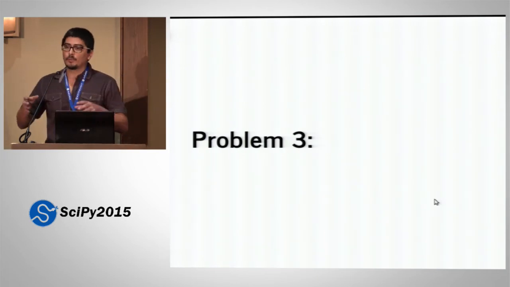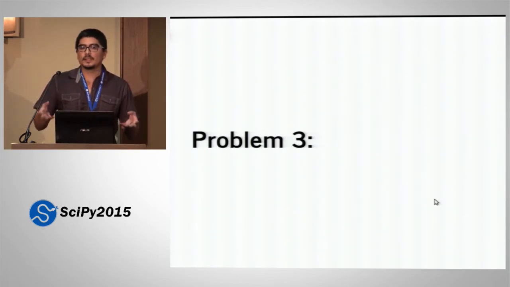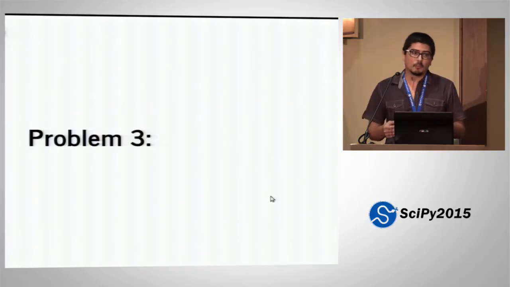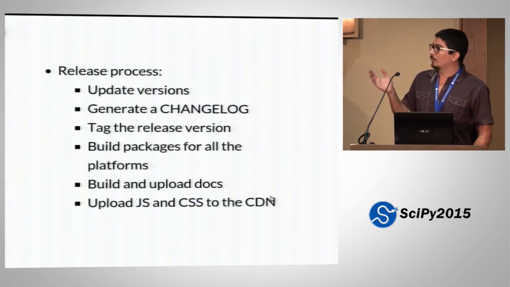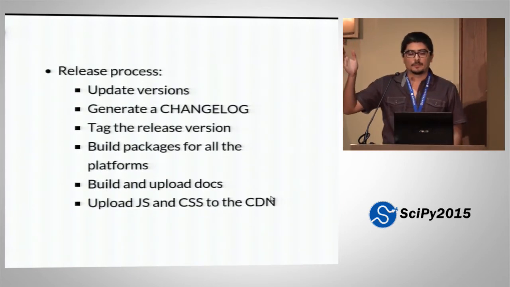So at this point, we have machinery in place to create dev builds automatically, all in the Travis CI platform, and give that to our users when we want. The third problem is to complete the automation of the release process.